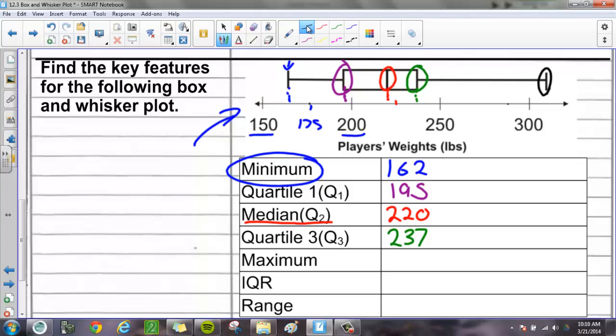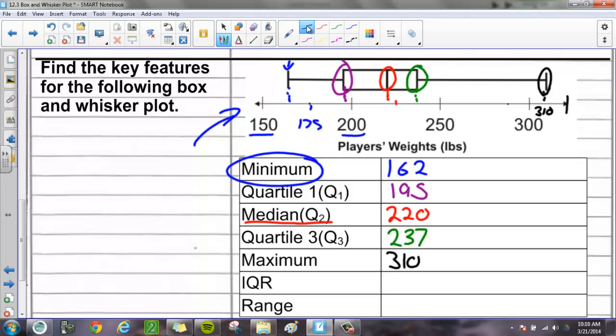And lastly, we got the maximum. The maximum is above 300, but less than 325. It's probably right in the middle. How about we just go with 310? Looks like it's about 310. When we look at this, 310. If we work our way down there, right? 310. So that's identifying the minimum, quartile 1, median, quartile 3, maximum.